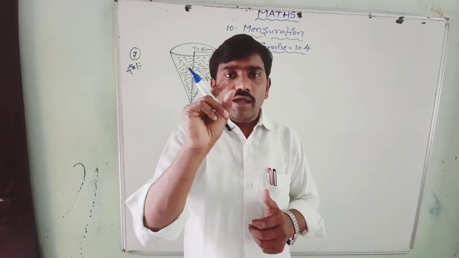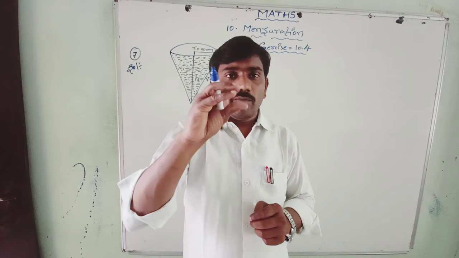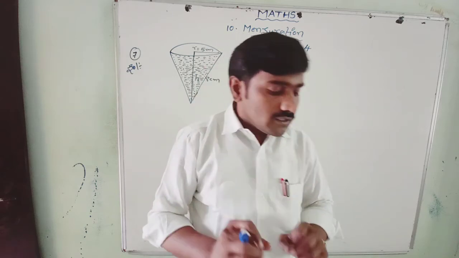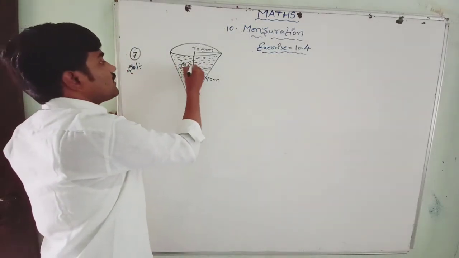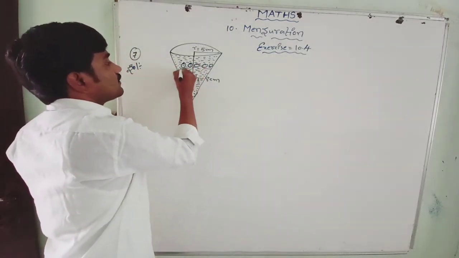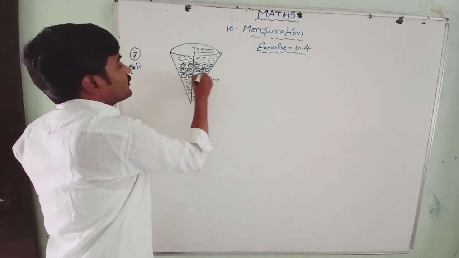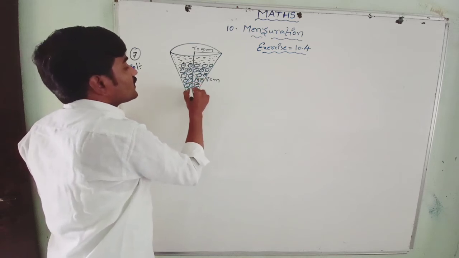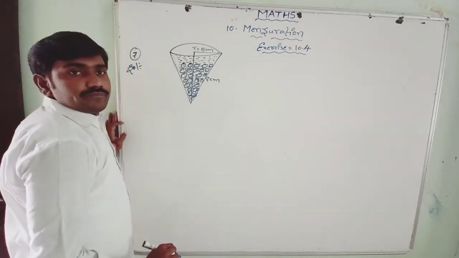Everywhere there will be a metal shape of a sphere, like marble shape, గోళీల shape లో ఉంటాయి. ఓకే, సో గోళీల shape. So some lead shots are dropped into the vessel. Already this vessel is full of water.